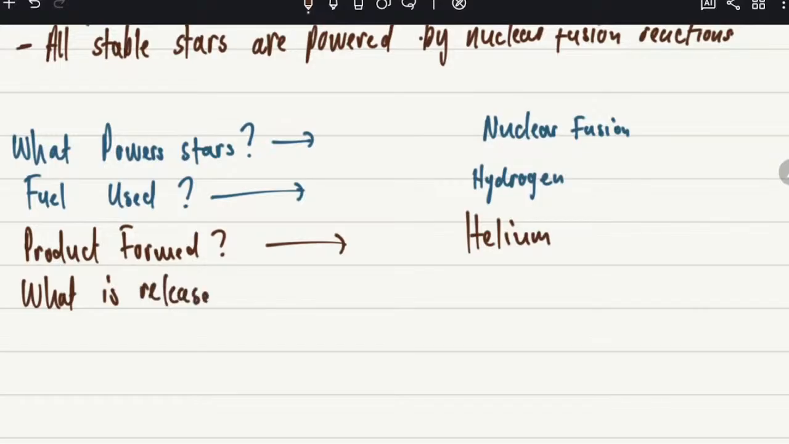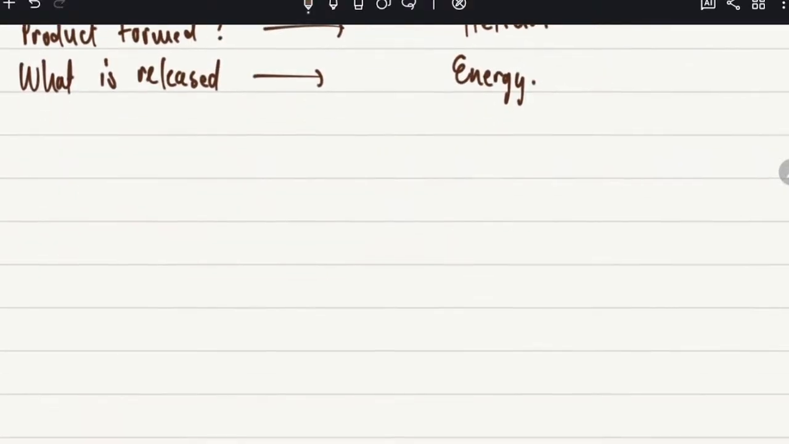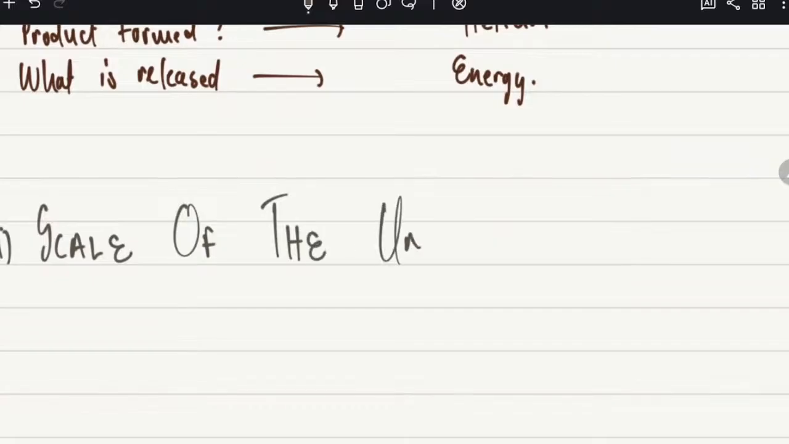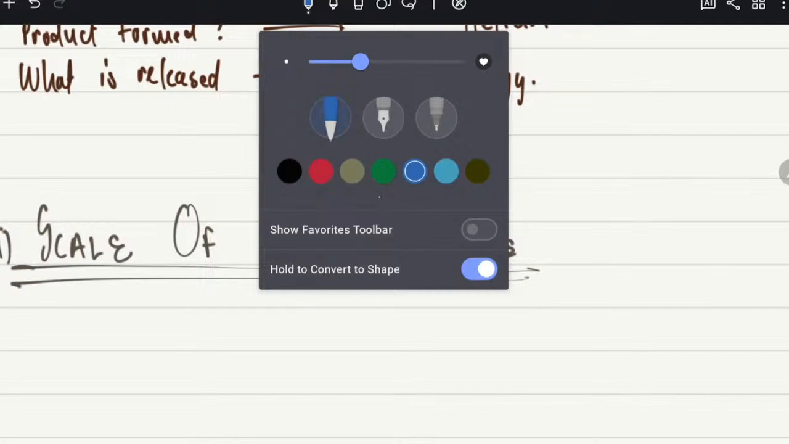What is released? We have heat, light, and energy. I want you to talk more about energy. Are we together? Right. Now we are at the second thing, which is what is the hierarchy? So I want you to write scale of the universe, so that we see what hierarchy is followed in the universe. Quickly finish, then we can be able to do a lot of questions together.